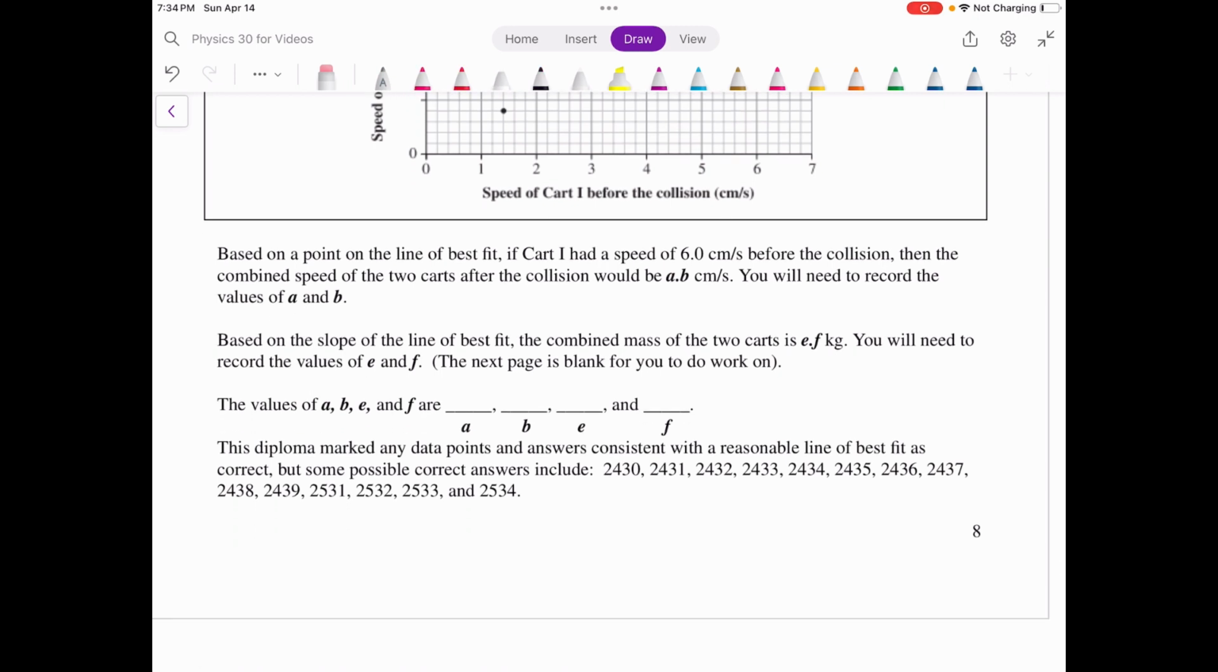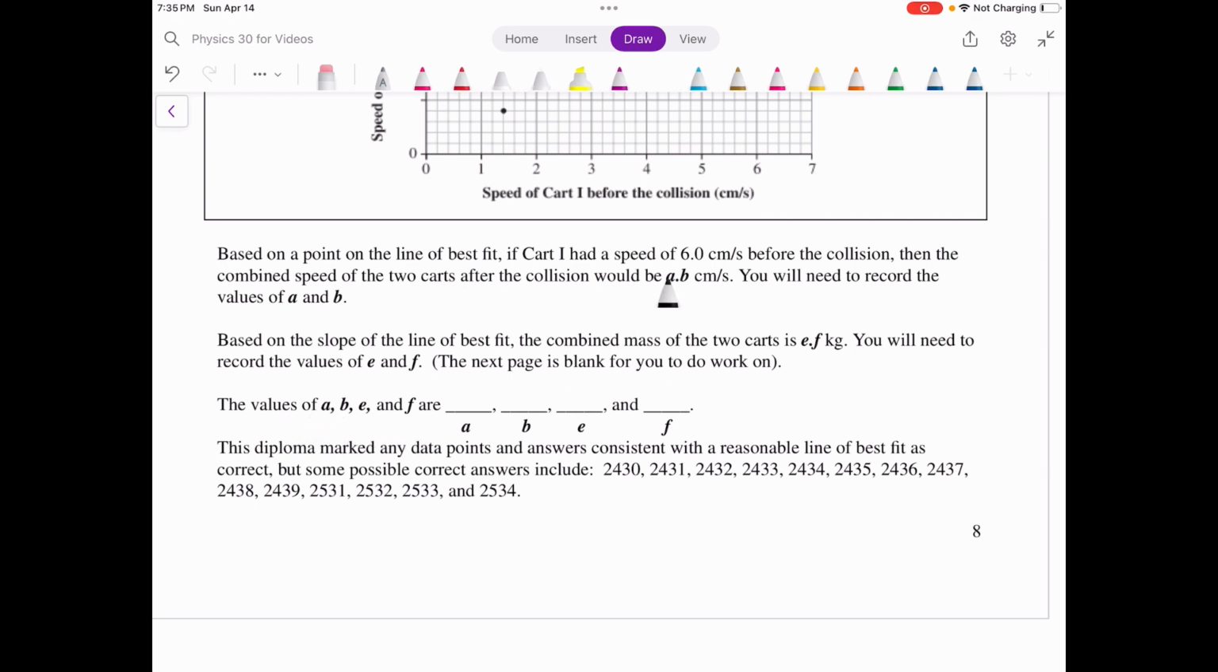Oh, this is a two-parter. So then based on the slope of the line of best fit, the combined mass of the 2 carts is E.F kilograms. Well, that's nice. They're telling us we want the slope. They don't have to tell us that. We can use the equation to tell us that we need the slope, but that was nice of them. You will need to record the values of E and F. The next page is blank for you to do work on. Okay, so the values of A, B, E, and F.